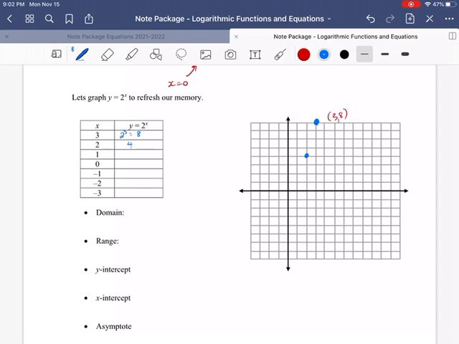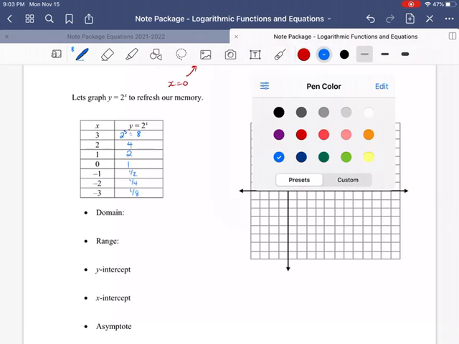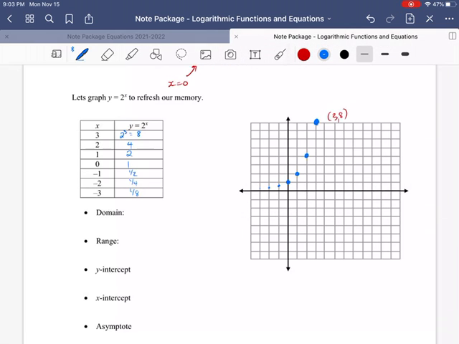And if x is 1, our y value is 2. And if x is 0, our y value is 1. There's our y-intercept. And if x is negative 1, we get 1/2. And it keeps going down. So 1/4, 1/8. And if you connect all these dots, you're going to get your exponential growth.